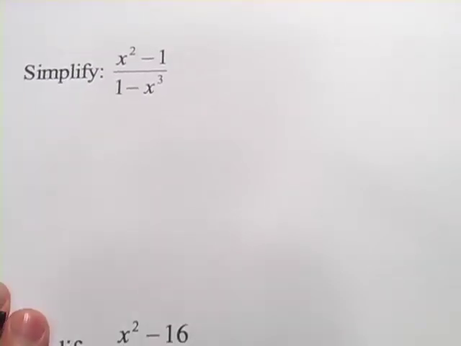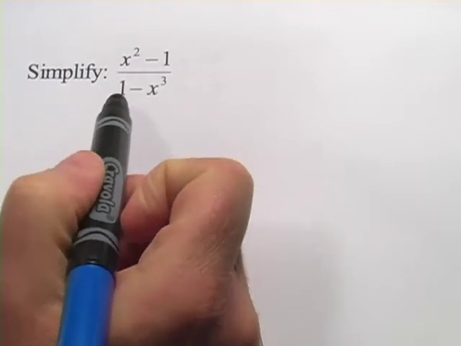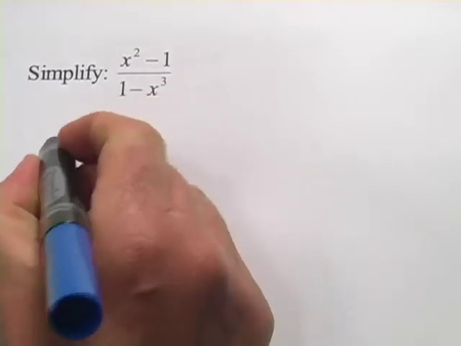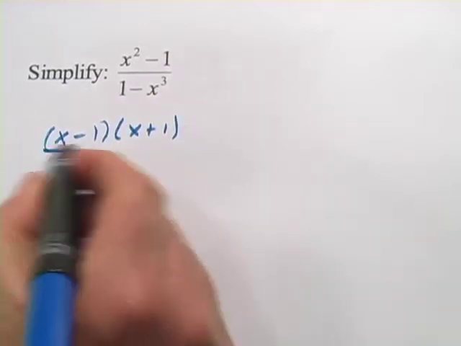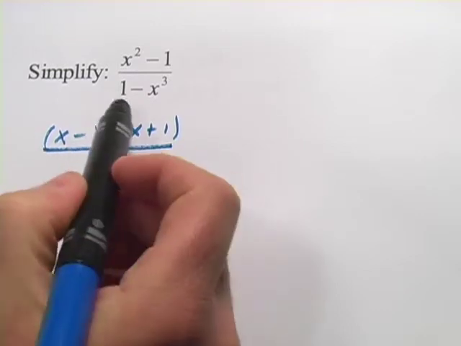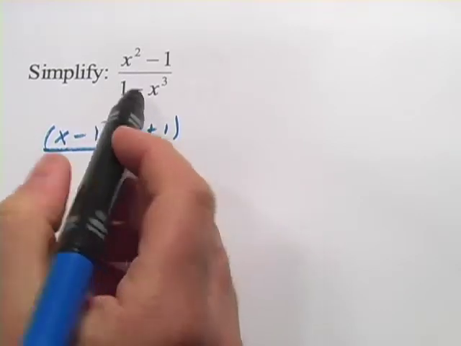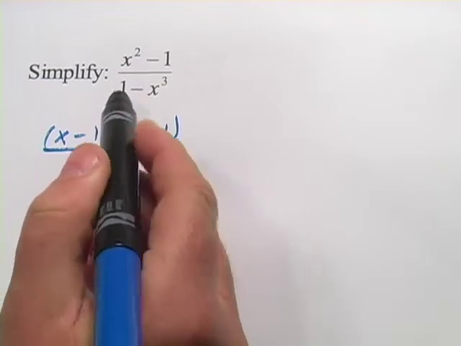So here on the top we've got x squared minus 1, and you should recognize that as a difference of squares. So that can become x minus 1 times x plus 1. On the bottom we've got 1 minus x cubed, and actually you should be able to recognize that as a difference of cubes because the cube root of 1 is 1, 1 cubed is 1.